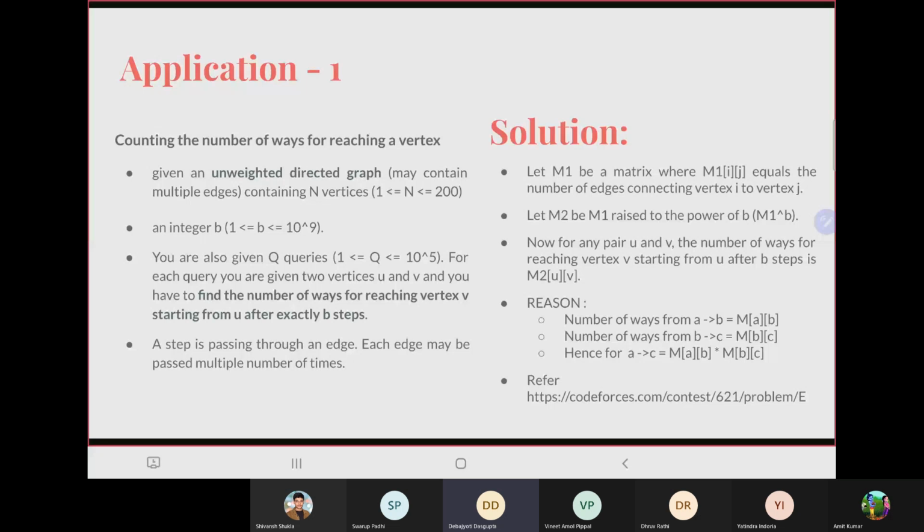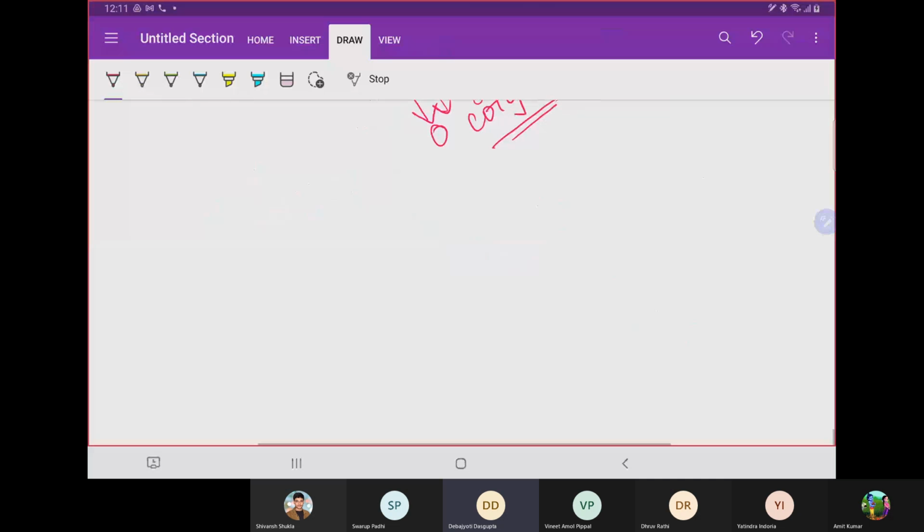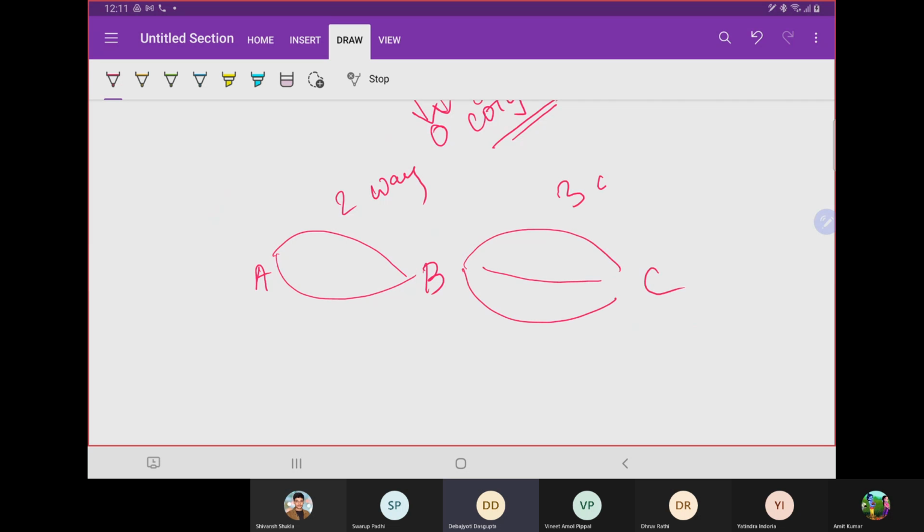So if you see that MAB will store the number of ways to go from A to B, and MBC will store the number of ways for going from B to C. This was already taught in permutation combination, I guess. Like if you are in station A and you want to go to station B, there are two ways to go, and from B to C, there are three ways to go.